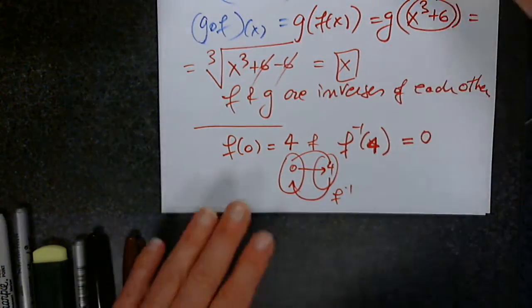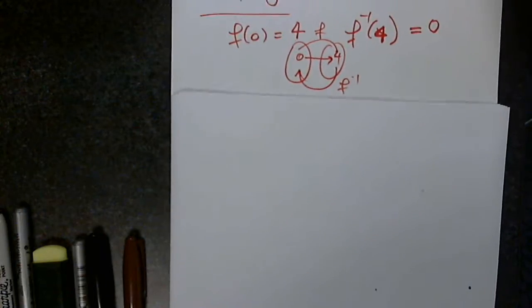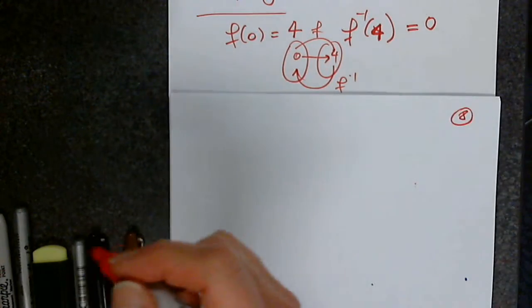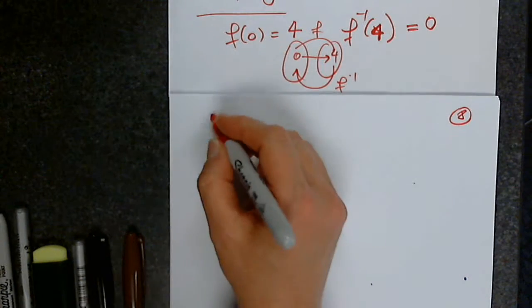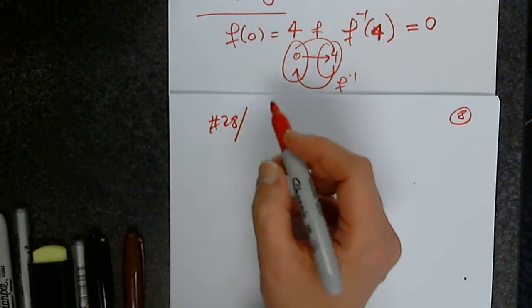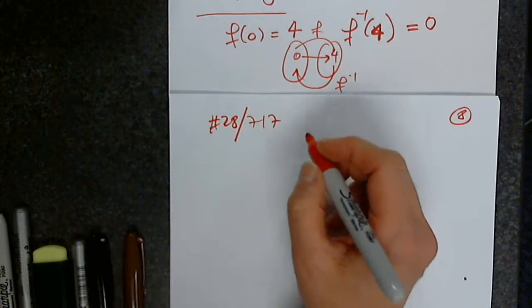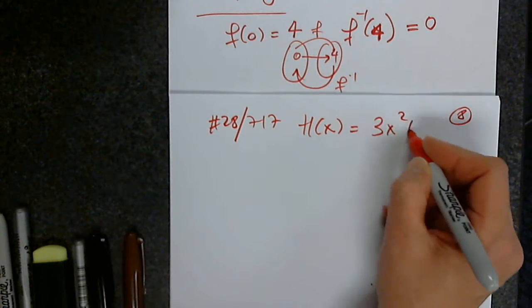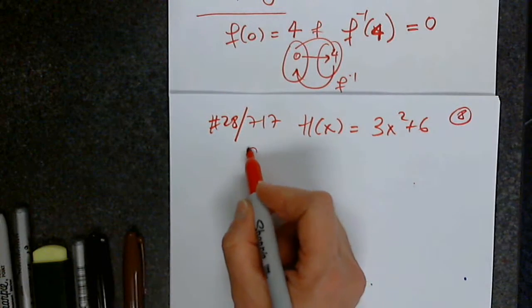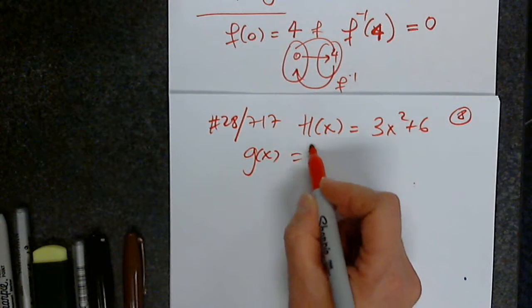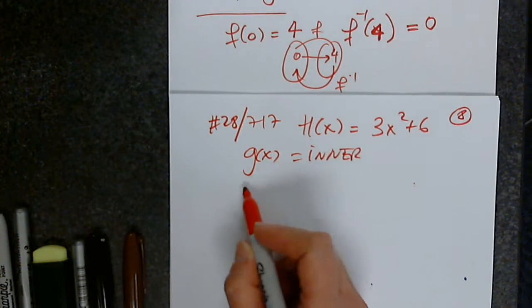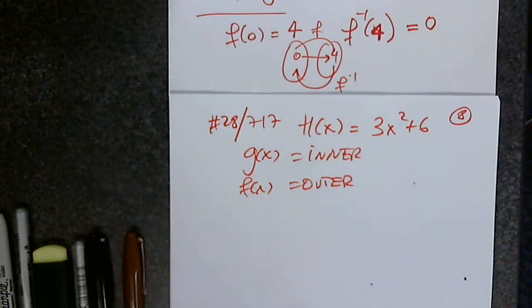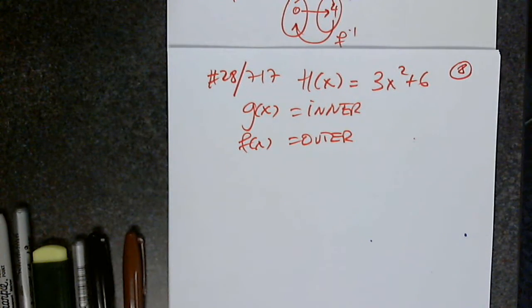Okay. So let's decompose. We want to decompose the following function. Let's say 28 on page 717. And this is h of x, which is 3x squared plus 6. We want to identify an inner function and an outer. And of course, for these problems, there is more than one correct answer.